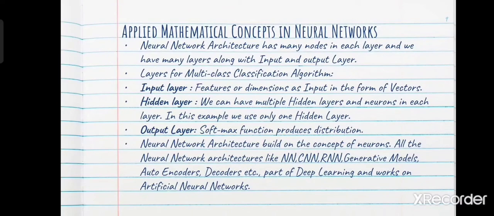Neural network architecture has many nodes in each layer. We have many layers along with input and output layers. As we have seen in both the biological neuron and the artificial neural network, we have dendrites as inputs, and there are many layers. That's how a neural network works. It has many layers and sums it as one, and then performs the output. So we have 3 layers of action in an artificial neural network.